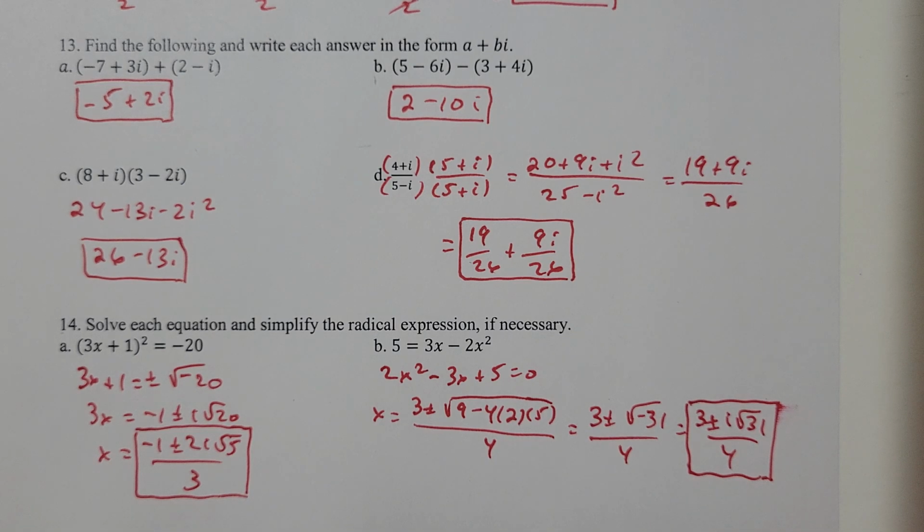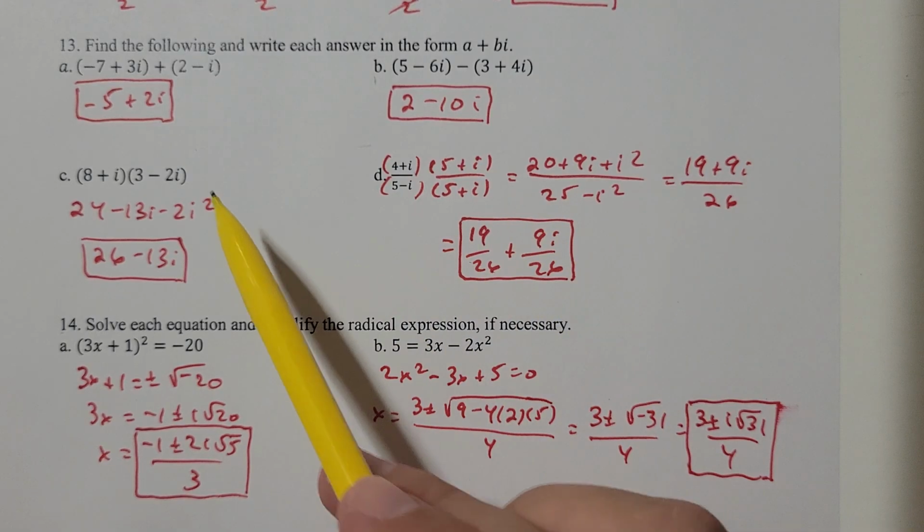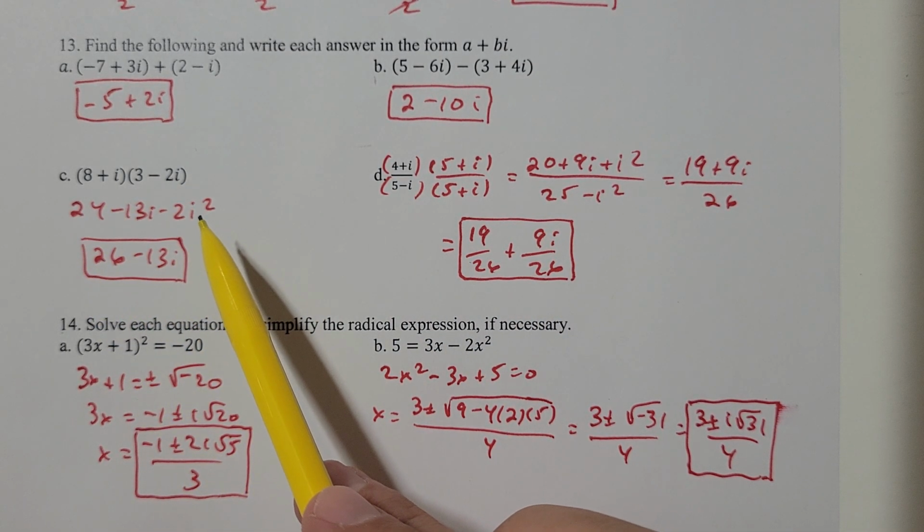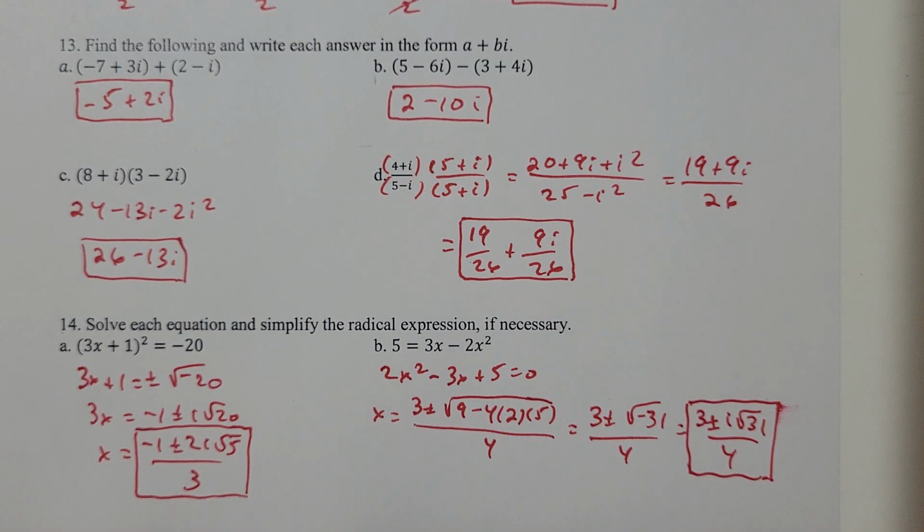Now keep in mind that you're not done with the problem yet until you're in the form a plus b times i. So I wouldn't just circle this. This is not in the form a plus b times i. Some students do that. So, part D is an example of dividing complex numbers. Whenever I add, subtract, multiply, or divide complex numbers, the end result is always going to be a complex number. Again, I'm not done with the problem yet until I'm in the form a plus b times i.